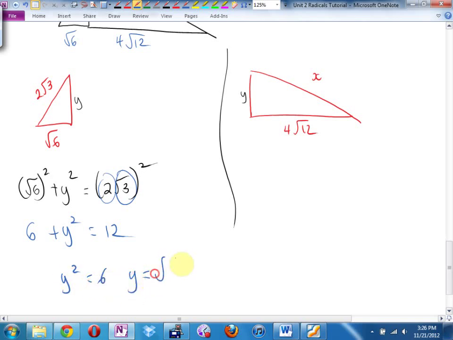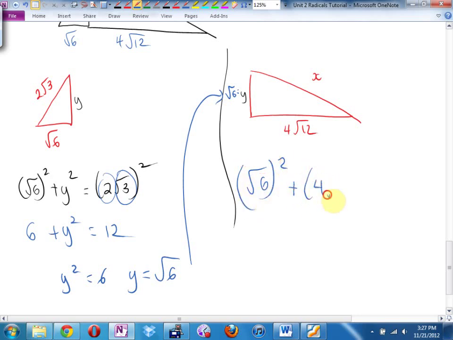I'll get y equals root 6, which means this right here is root 6. And then I would get another Pythagoras equation. I would get root 6 all squared plus 4 root 12 all squared equals x all squared. What's root 6 squared? 6 plus, what's 4 root 12 all squared? It's going to be a 16, 4 squared, and it's going to be a 12, root 12 squared.